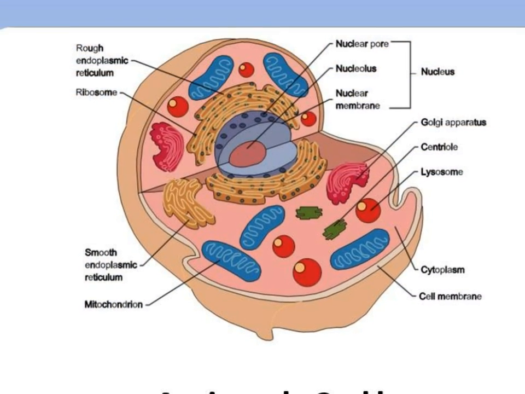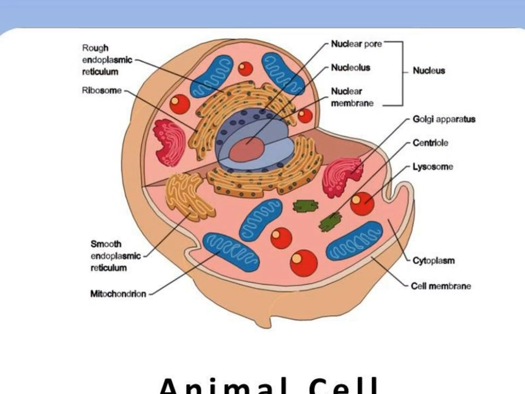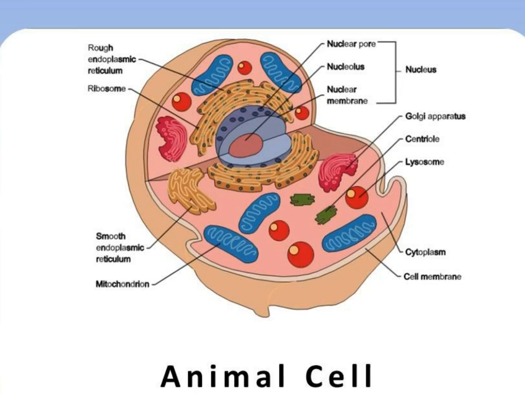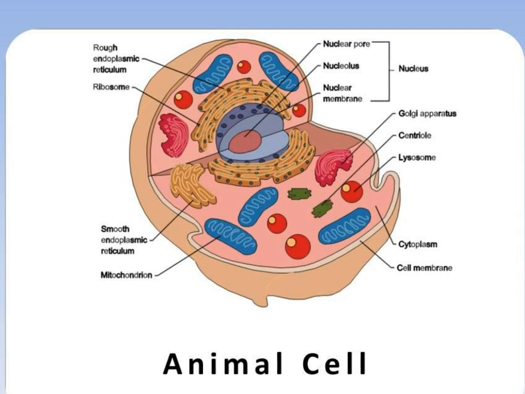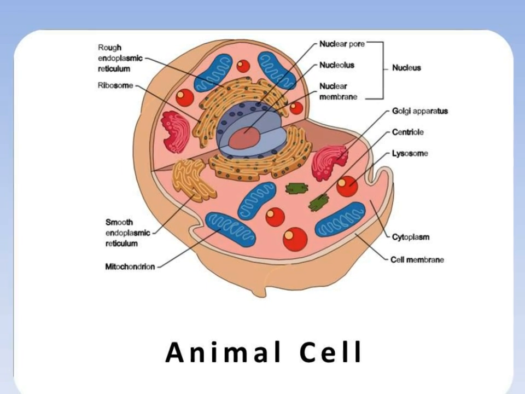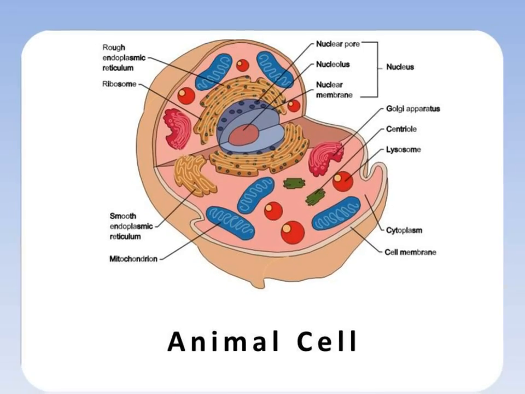This is a diagram interpretation of what an animal cell is believed to look like. As you can see, there are many parts that make up a cell, and without all of these parts, the cell would not be able to live or be considered an animal cell.